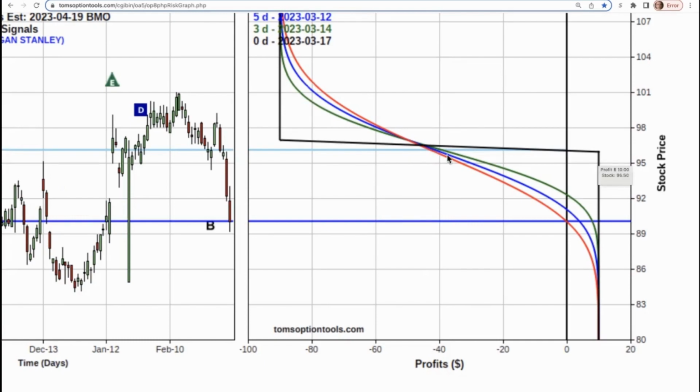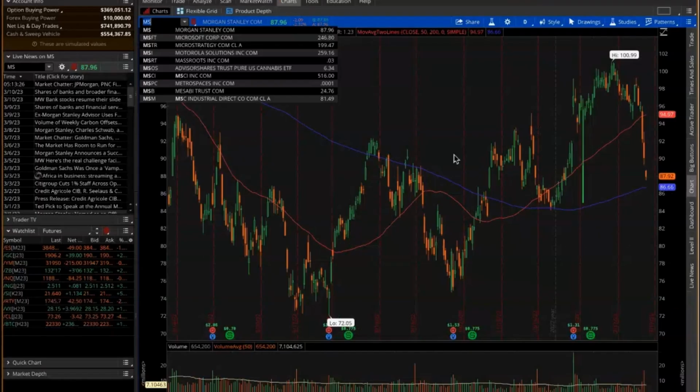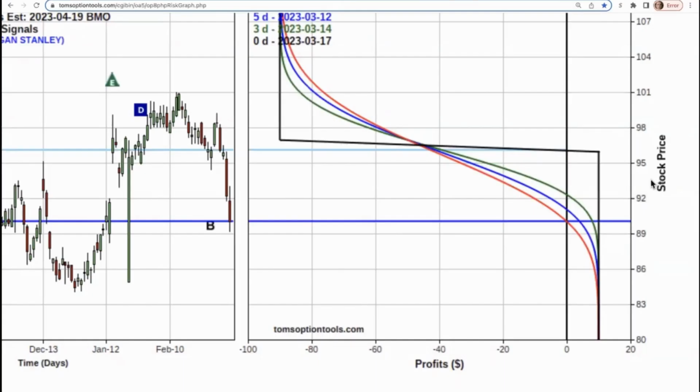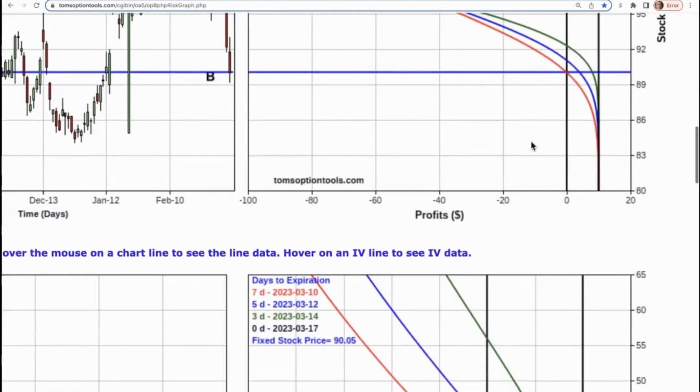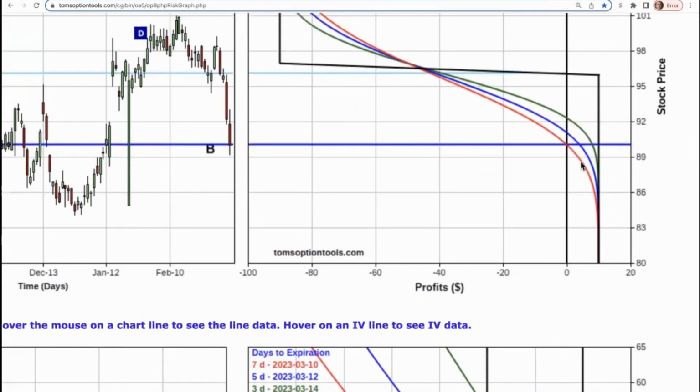Right now, if you were in this trade on Morgan Stanley, the stock's at, let's call it 88, right there. On this risk graph, we would be right about here. Now, we'd have 2 days of time decay on this thing. So what, $4 or so would have come out over the weekend. We would be, probably right about here with a nice little profit today had we placed this trade on Morgan Stanley. So that is the general system.